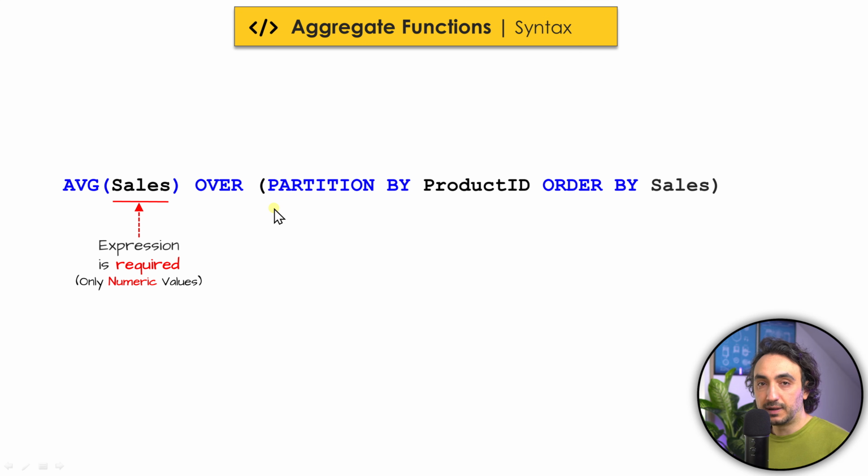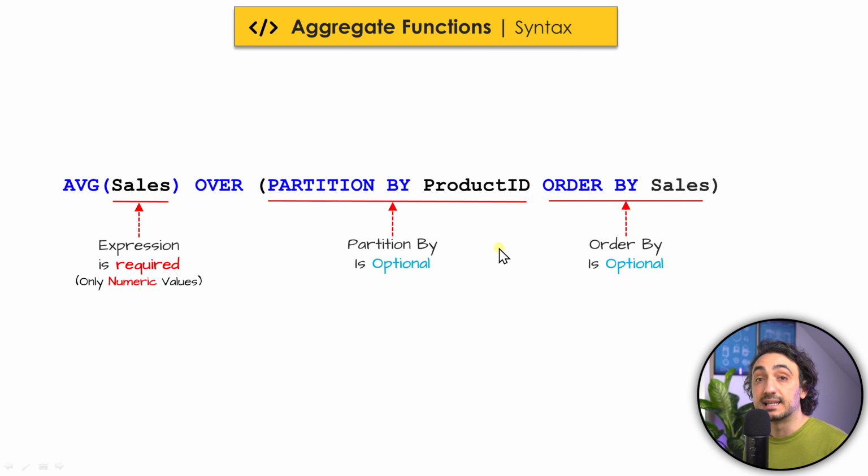Then next we have to define the frame. So we have the partition by, and it is optional. So you could use it or leave it, depends. And then the next one we have the order by. It is as well optional. It is not a must or required. So you could use it or leave it. That means the whole definition of the window could be empty for the aggregate functions.